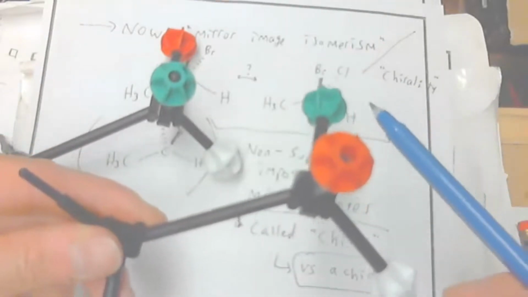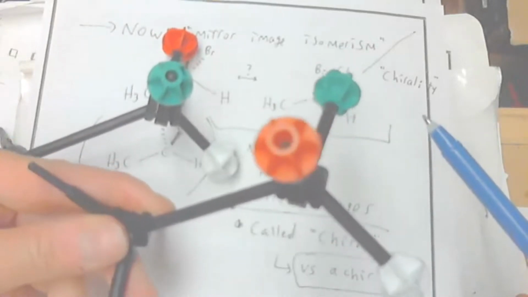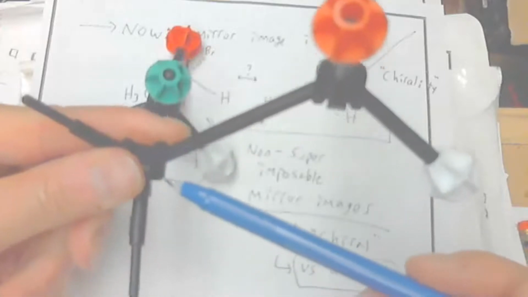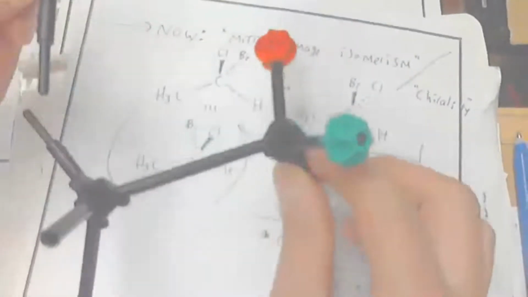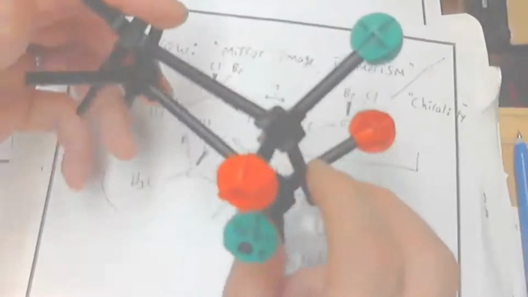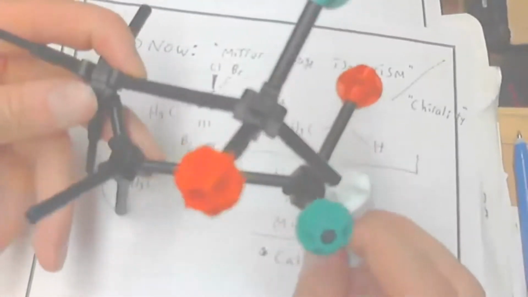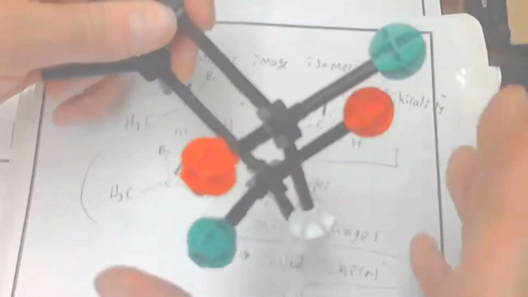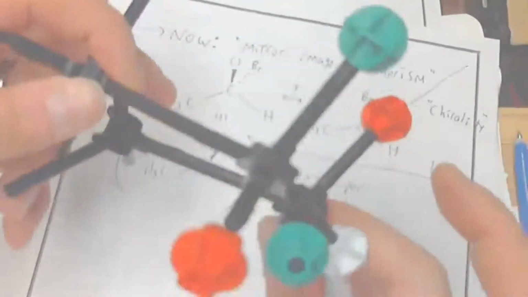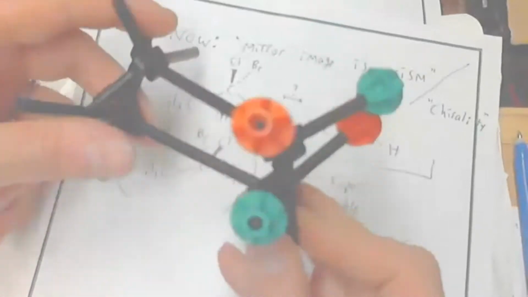Okay, so now the chlorine's in the back, the bromine's in front, right? See that? See how this CH3 is there on the left? Okay, right? That looks pretty good. What happens if I try to superimpose these on top of each other? It doesn't work. You can't see it too well, but I tried to put them on top of each other. Oh no, they can't. Why? Because now things are mismatched, right? That's what we mean by non-superimposable mirror images. I'm trying to superimpose them. It doesn't work.